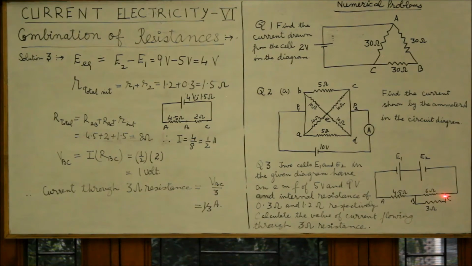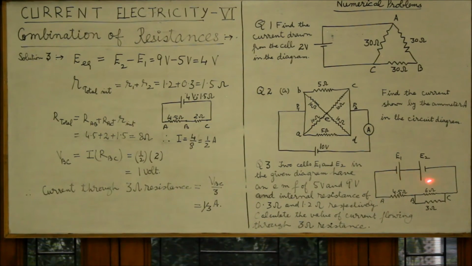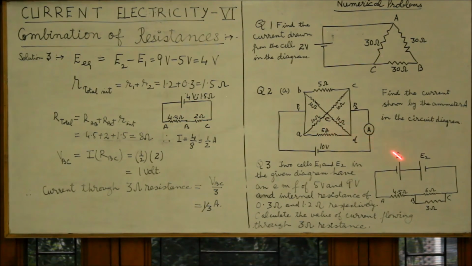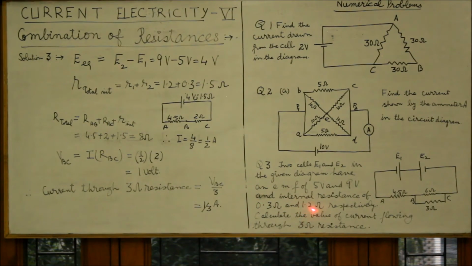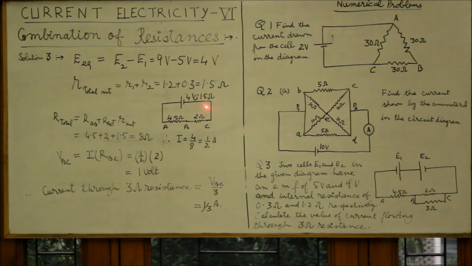For solution to question 3, you can see that E1 sends current towards right and E2 towards left. So these two cells are connected opposite to each other. Their EMFs will be subtracted. E1 is 5 volts, E2 is 9. So you will have a net EMF of 4 volts. However, their internal resistances will be added, 0.3 ohms plus 1.2 ohms. That will give you a total resistance of 1.5 ohm. That is, these two cells taken together behave as a single battery of 4 volts EMF and internal resistance 1.5 ohm.